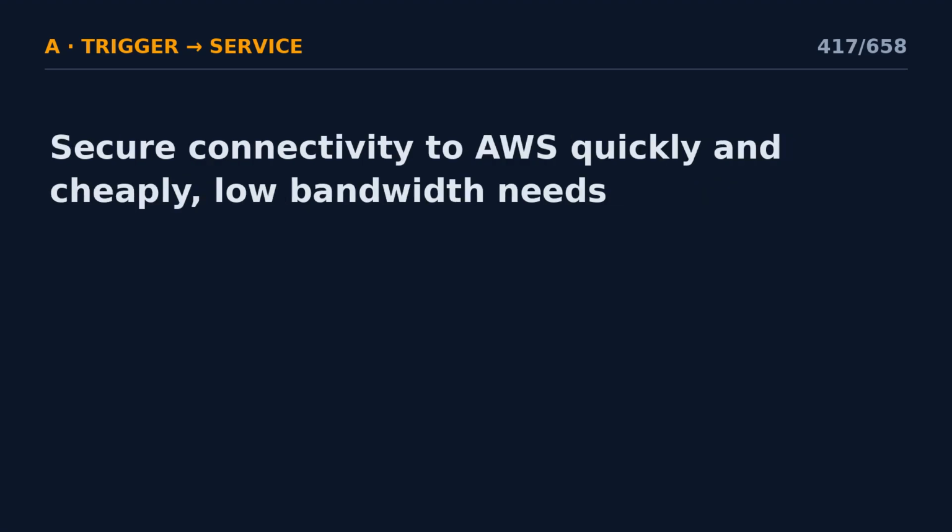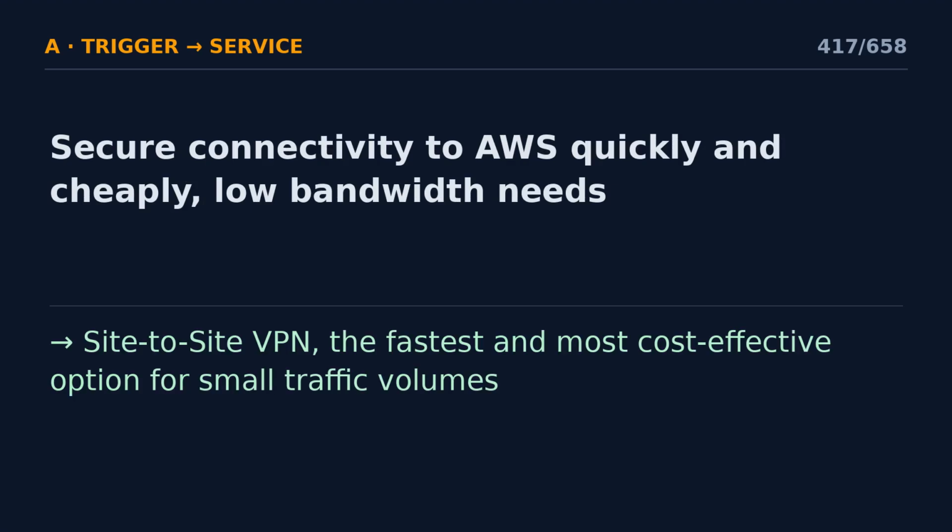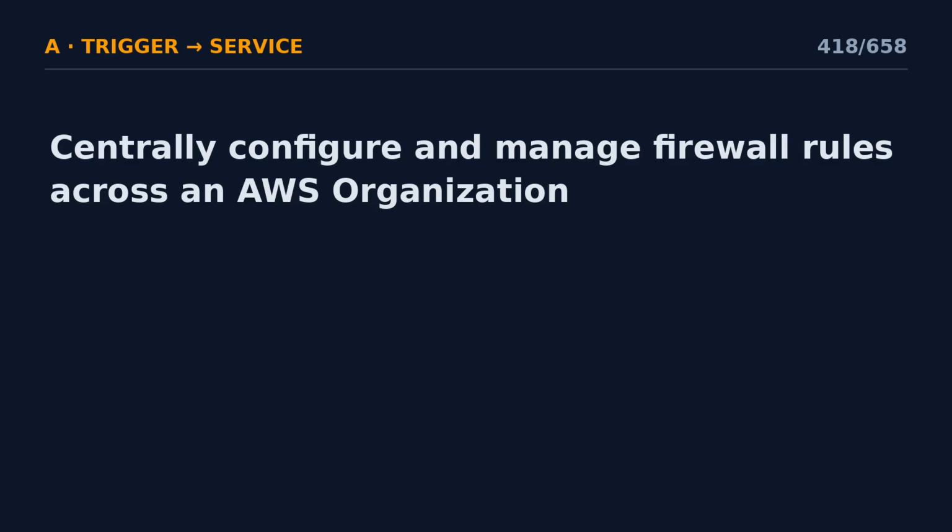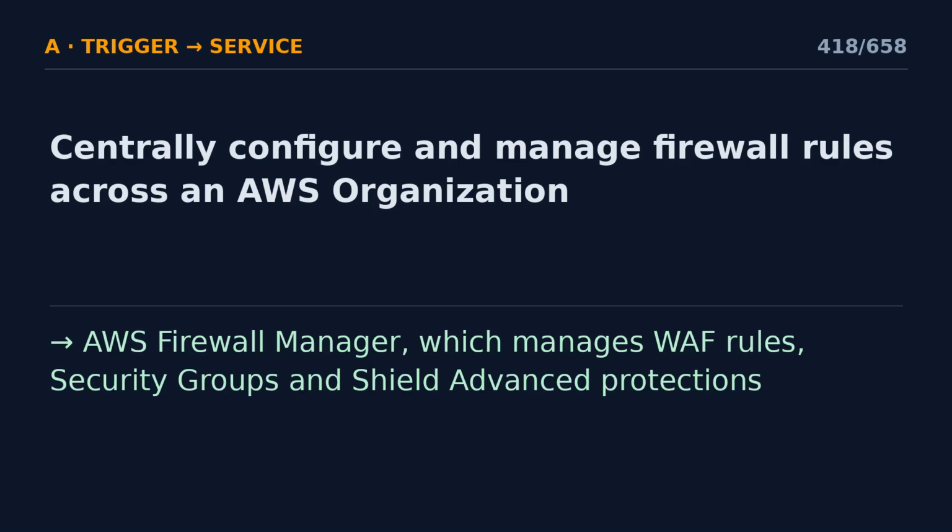Secure connectivity to AWS quickly and cheaply, low bandwidth needs. Answer: Site-to-Site VPN, the fastest and most cost-effective option for small traffic volumes. Centrally configure and manage firewall rules across an AWS organization. Answer: AWS Firewall Manager, which manages WAF rules, security groups, and Shield Advanced protections.